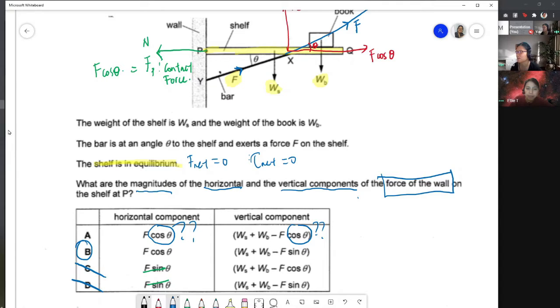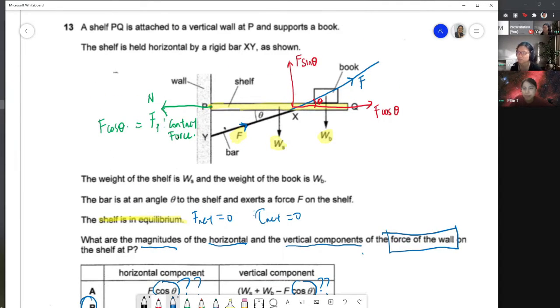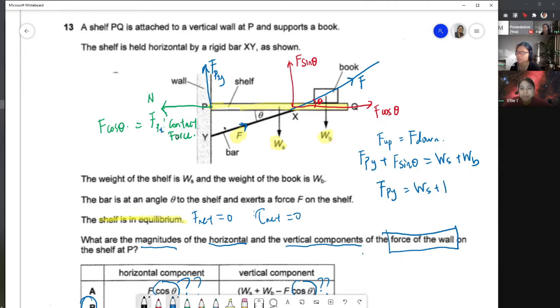But if you want to satisfy yourself, you can go back and balance off the vertical forces as well. The upward force will be equal to the downward force. So there could be a force here, maybe this is Fp, Fp in the vertical direction. So this is Fpy and this is Fpx. So Fpy plus F sine theta will be equal to Ws plus Wb. So Fpy will be equal to Ws plus Wb minus F sine theta.